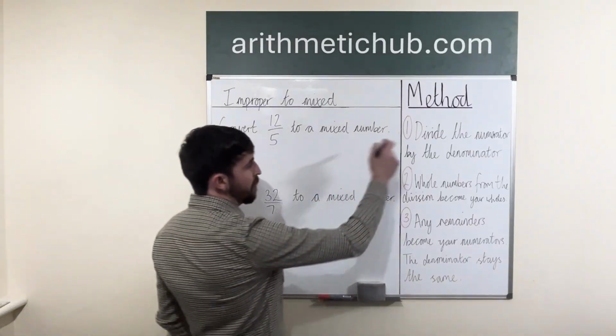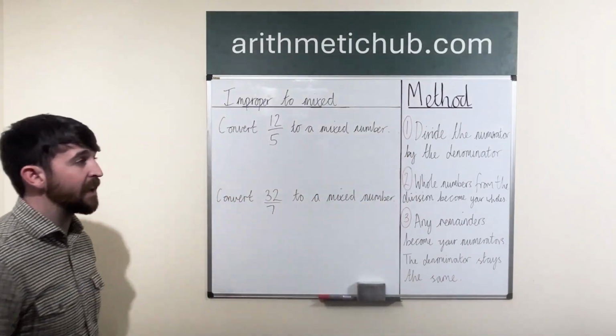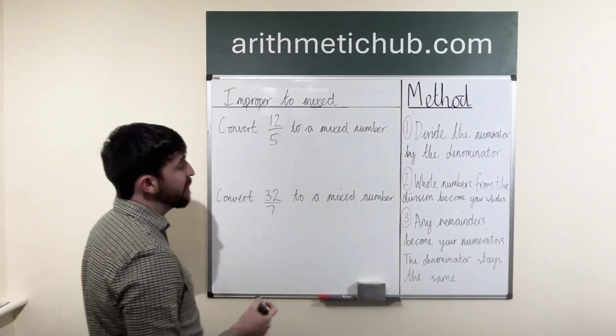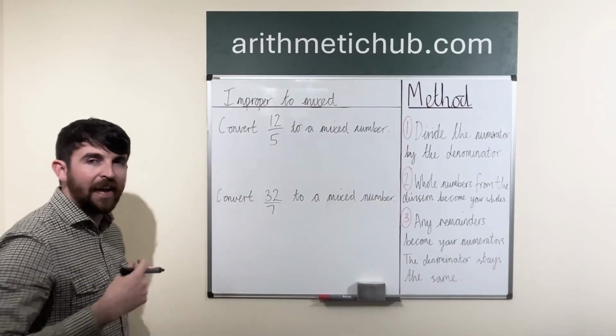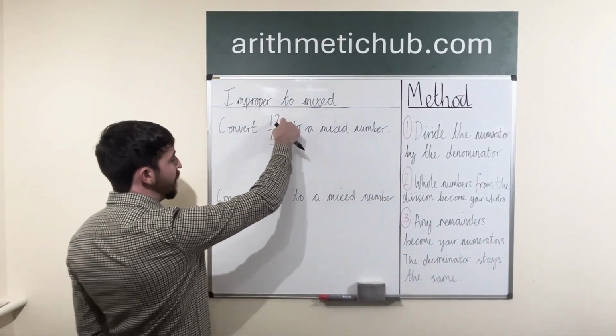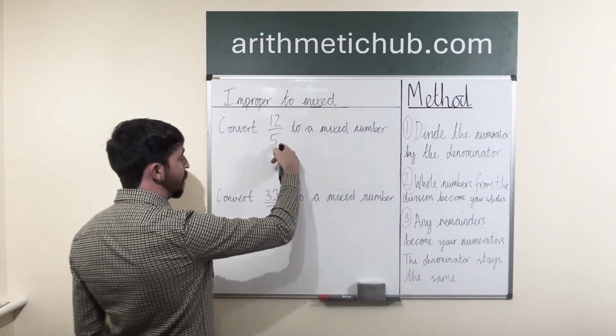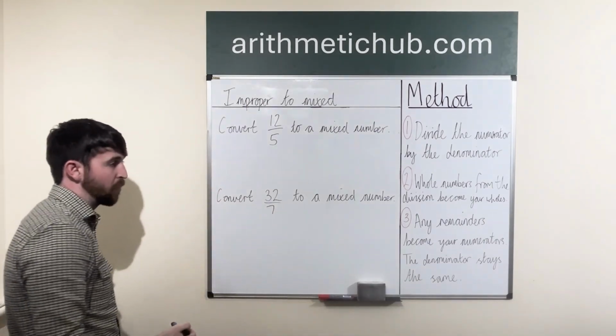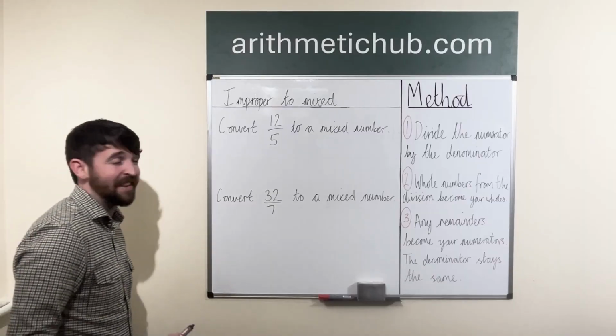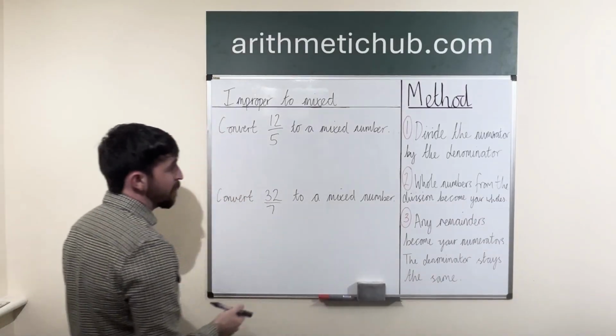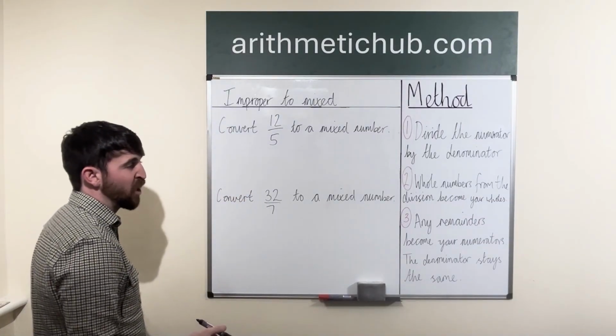So the method for doing that is over here. The first thing it says we need to do is divide the numerator by the denominator. So again, let's just check we know what those are. The numerator is the number on top of the fraction, denominator is the number at the bottom of the fraction, okay? So when put as simply as possible. So the first thing we need to do is divide the numerator by the denominator.